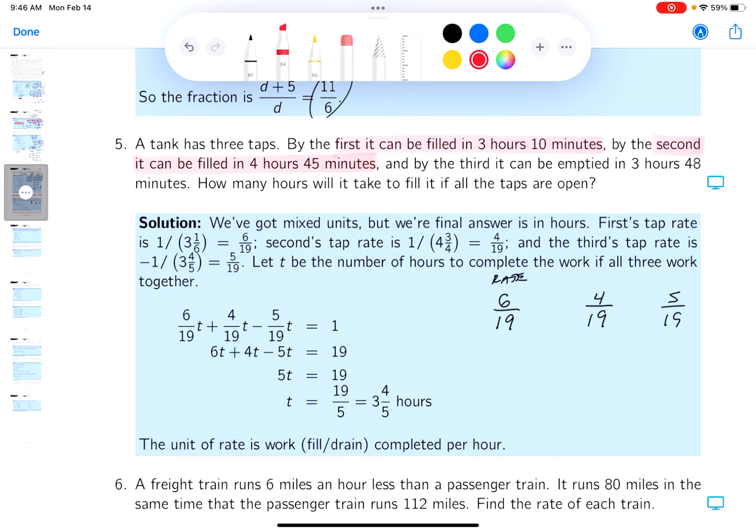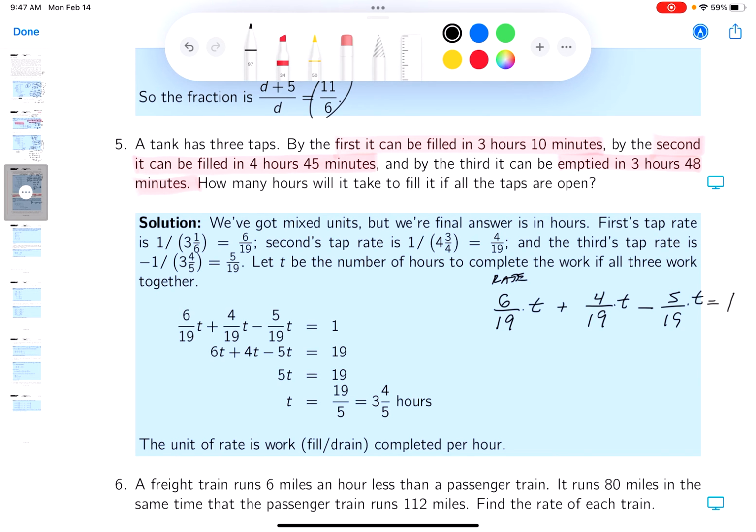You know what? The third is not a fill. It's an empty. It's destructive work. So this guy over here, it's actually negative work. He's doing something against filling it. It's definitely a negative rate. Removing. Now he says, how many hours will it take to fill if all 3 taps are open? Well, I don't know. So I'll put T down here. That's how much this guy can do. This guy can also do this in T hours. And this guy's destructive work can do this in T hours.